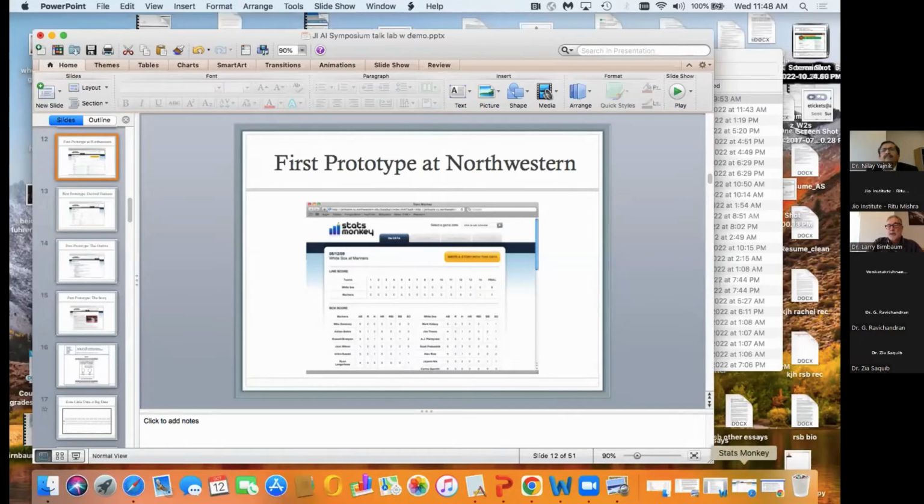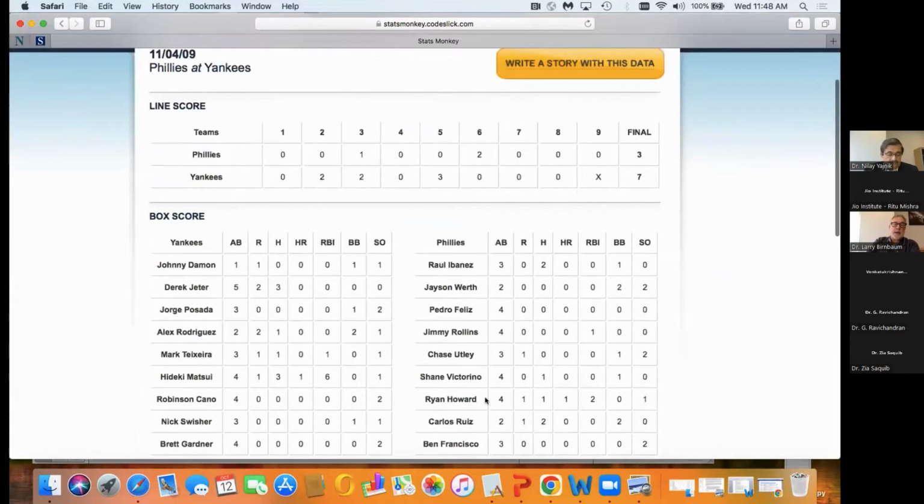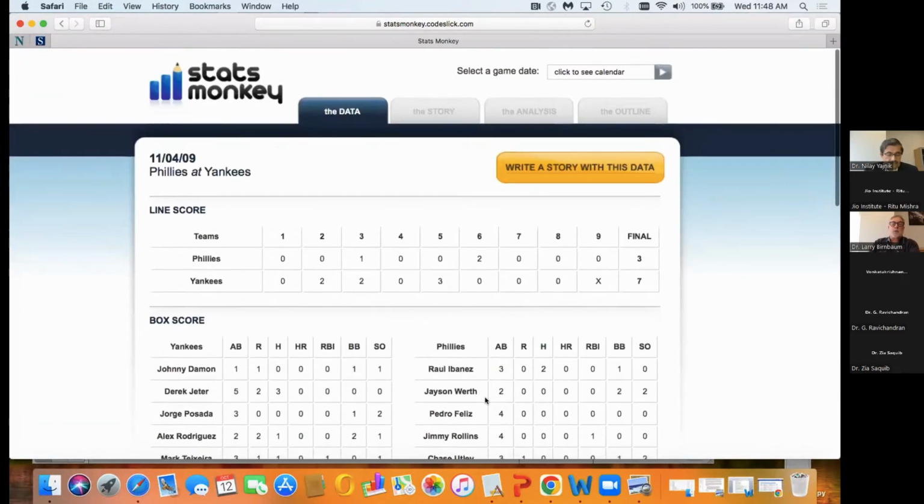This is the first prototype that we built at Northwestern. This is the second prototype that we built at Northwestern University. This was finished in early 2011. The first prototype was built in 2010, so more than a decade ago now. And it was built around the idea of baseball games, which is a minor variant of cricket pursued in North America. The idea was to take baseball game data, box scores, line scores, and play-by-play data, which you see here, and actually turn that into what's called a baseball game recap, a story that would describe what happened in the game.